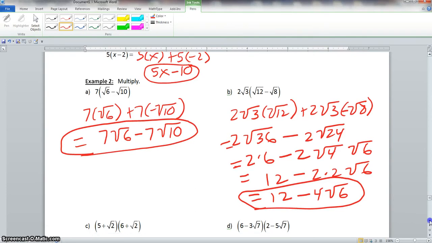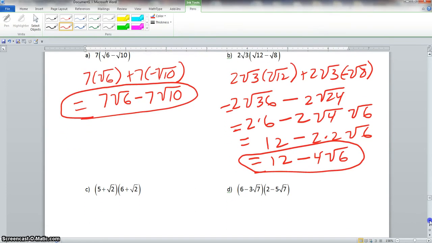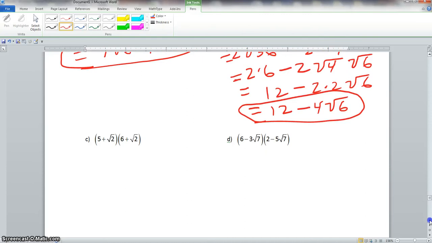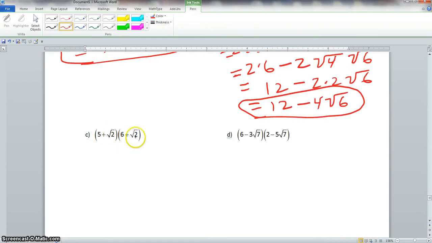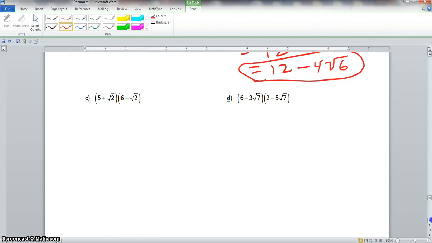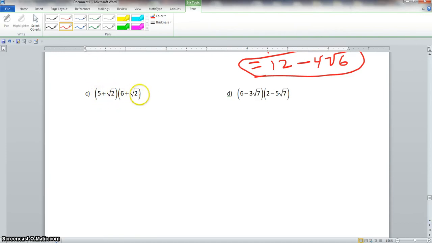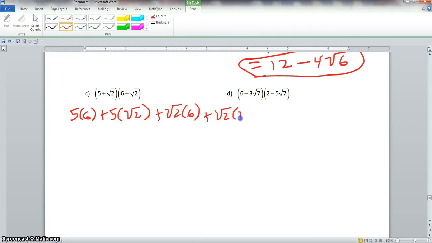Now we come down here to C. Now if you notice here, this refers back to the chapter that we did, the multiplication of a binomial times a binomial. So you know that we would take this first term and multiply by these two terms here, and the second term and multiply by these two terms. So we have 5 times 6 plus 5 times the square root of 2 plus the square root of 2 times 6 plus the square root of 2 times the square root of 2.